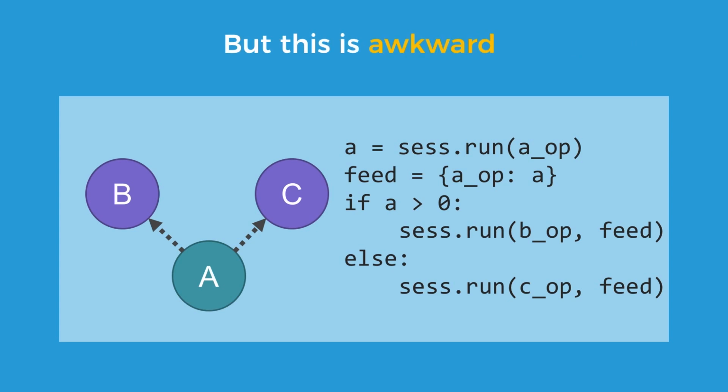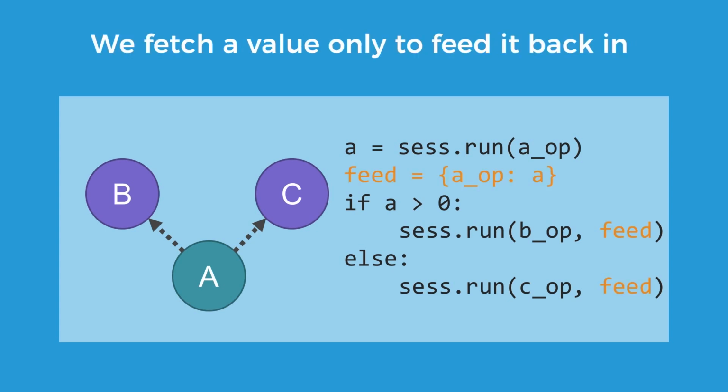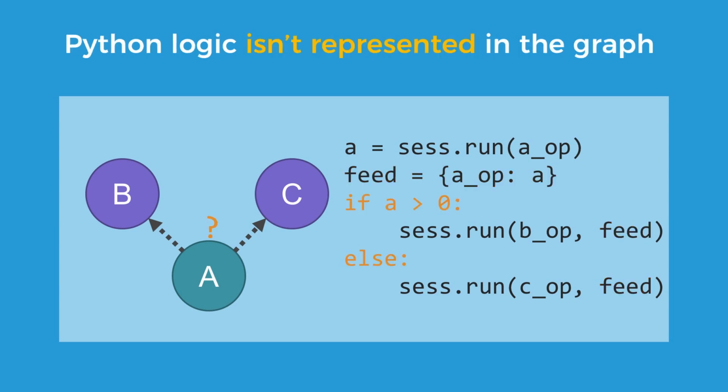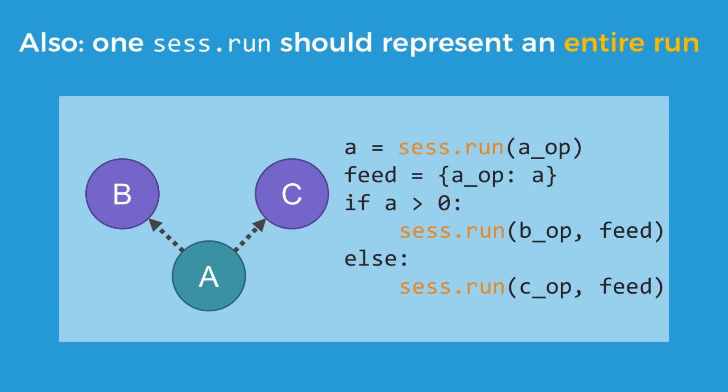But this is awkward, right? First of all, we're fetching a value from the graph only to immediately feed it back in, just so that we can keep the graph continuous, sort of. As well, this logic isn't actually represented in our graph. If we exported the graph def, for those of you familiar with that structure, you're not going to actually see this if-else statement. So we lose that integrity and structure. And we're doing session.run 3 times, which is inefficient, and we really only want to have to run session.run once per loop. It just makes sense.